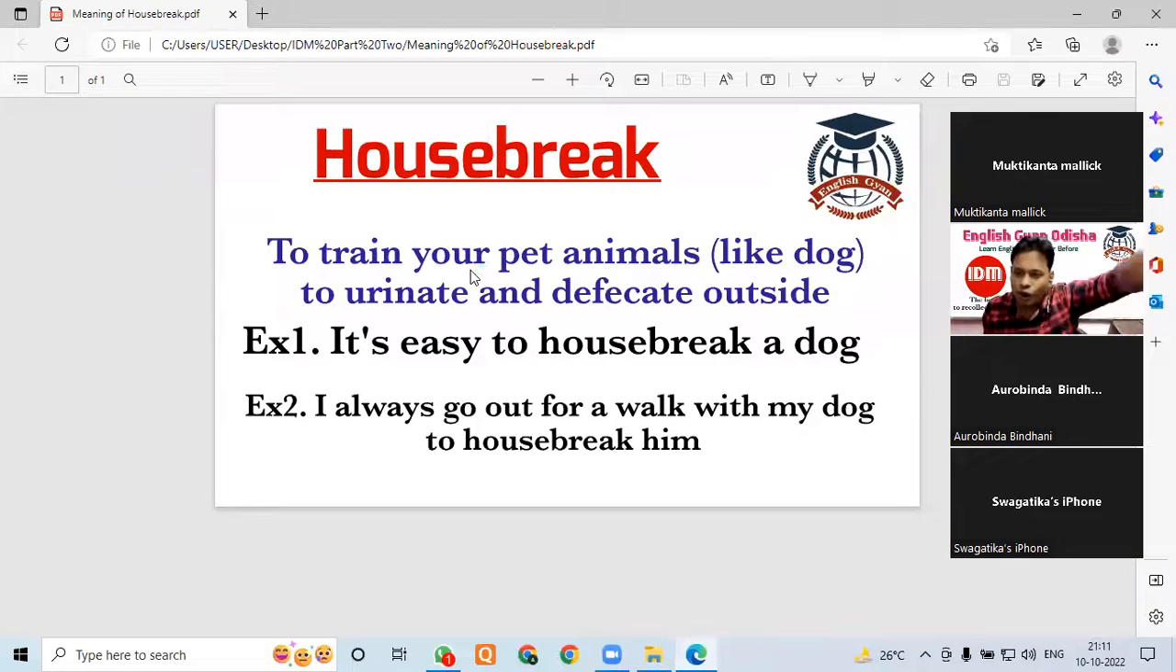Suppose you are taking your dog outside. If I ask you, what happened, sir? Arvind sir, you are taking your dog. Yeah, I'm just housebreaking. What do you mean by that? It means the training process is going on. If you want to use it as a noun, you can say housebreaking. Housebreaking is going on. What is housebreaking? It's a noun. It means training your pet animals, a dog, a cat, whatever you keep. Basically, in India, it is used for dogs, because everybody domesticates dogs, to urinate and defecate outside.